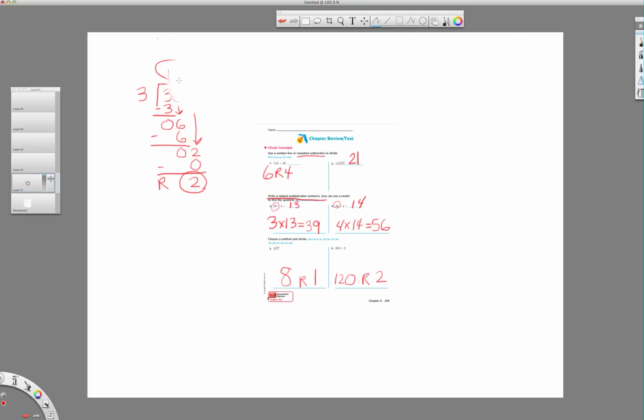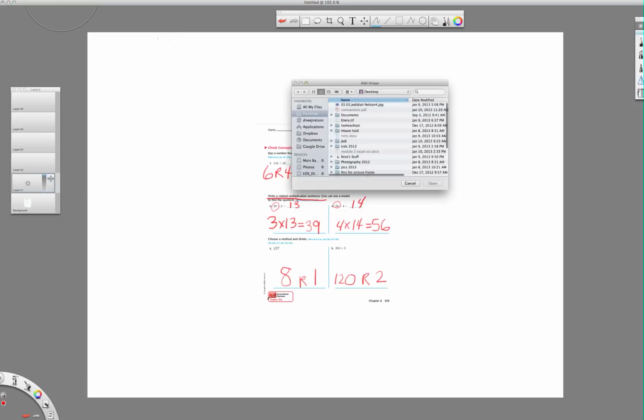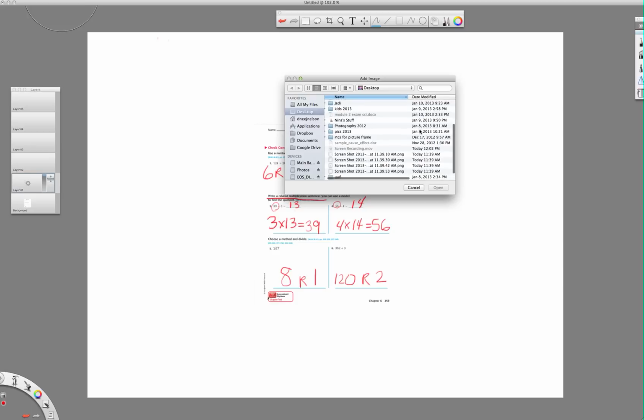Okie dokie. Second page of this test starts our word problems. Let me go up here and add in our second page, which, just 1 second, should be down here somewhere. It should be right here.